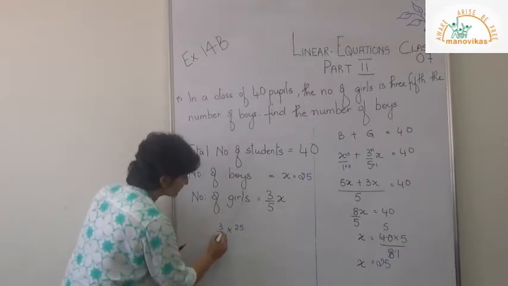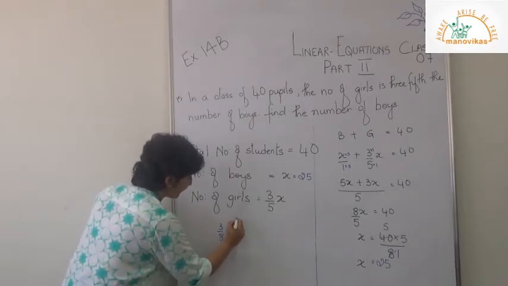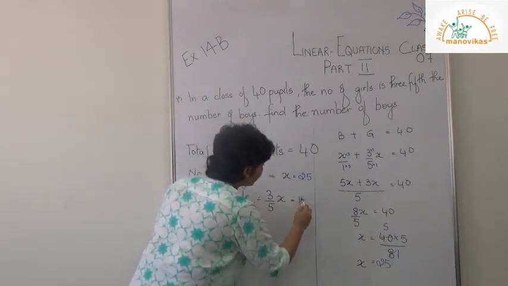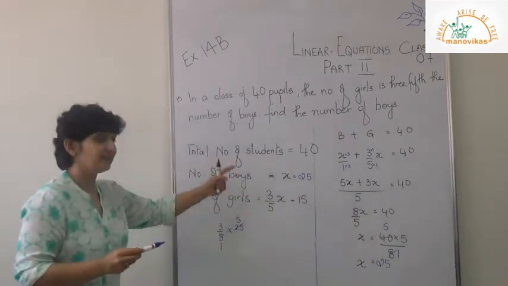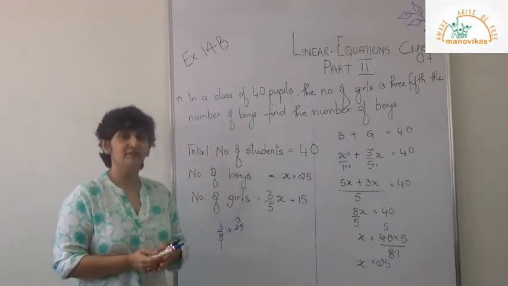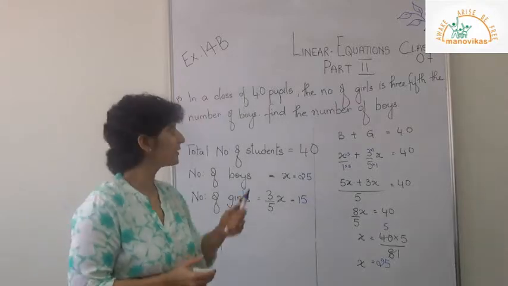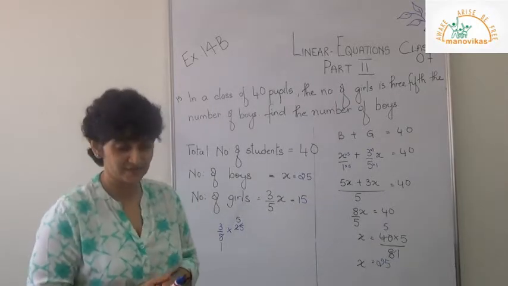25. So when I reduce 5 ones, 5 fives, so 3 fives are 15. Correct? Now 25 plus 15 gives me 40 students. Have you all understood, children? Let's move on to the next question.